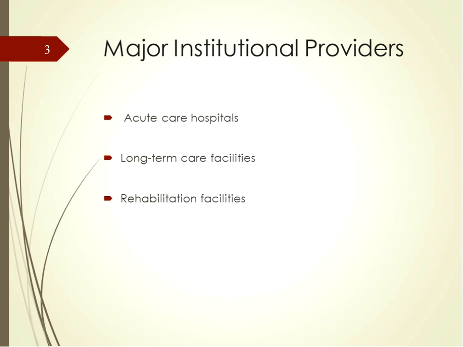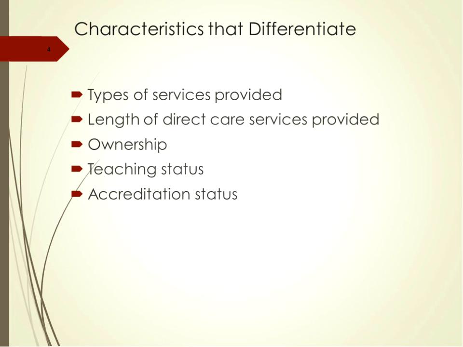There are three major institutional providers: acute care hospitals, long-term care facilities, and rehabilitation facilities. Even though many positions have evolved externally from hospitals over the past few decades, hospitals remain the largest employer of nurses.